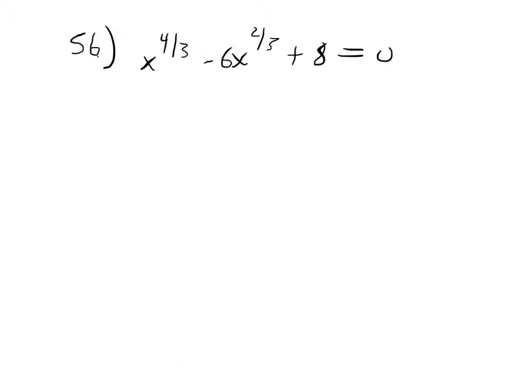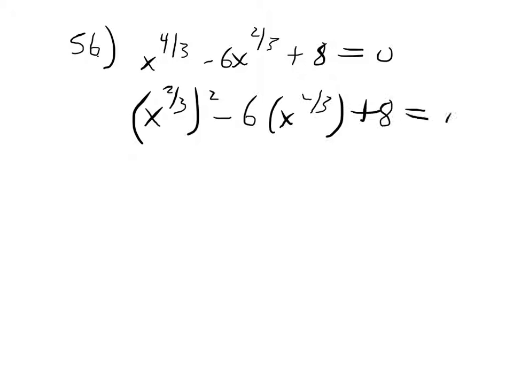Okay? We're going to continue to look for quadratic patterns when we're asked to solve things. This is on page 180. This is number 56. I'm seeing that here I've got a 4/3 and a 2/3. So the first thing I'm thinking is this is an x to the 2/3 squared minus 6 x to the 2/3 plus 8 equals 0.